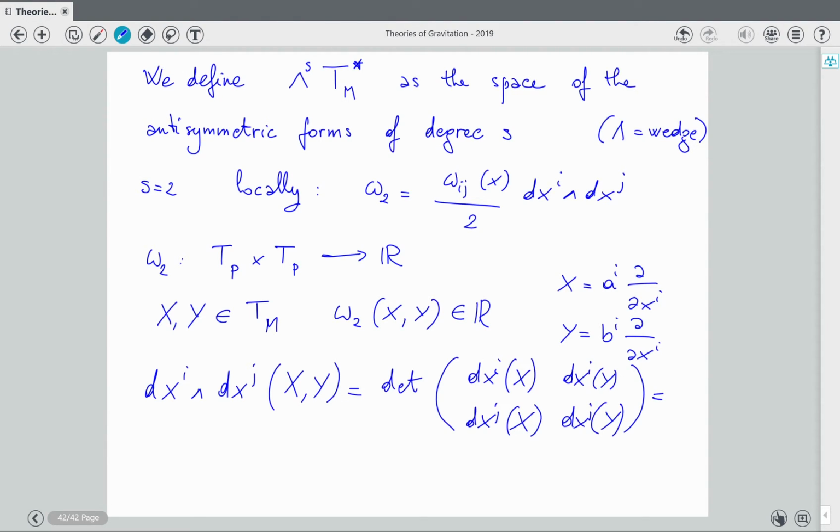What is the result of that? That is the determinant of dxi on X, dxi on Y. Since it is a delta on this, it is just the ith component, the ai component. So ai, bi, aj, bj.